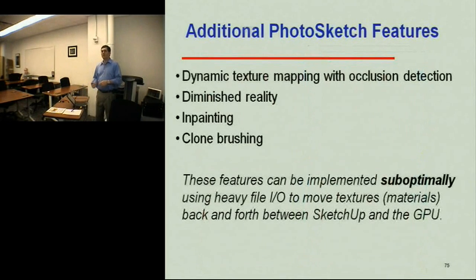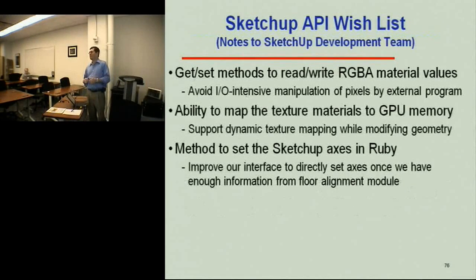Now, I say all this because these four features that are listed here can only be implemented suboptimally, using heavy file I/O to move textures or materials back and forth between SketchUp and the GPU. And it would be nice if we had access or modifications made to the SketchUp API that would allow us to do things more efficiently. So this next slide is an appeal to the SketchUp development team, the wish list we have for modifications to the SketchUp API. And these are some of the suggestions.